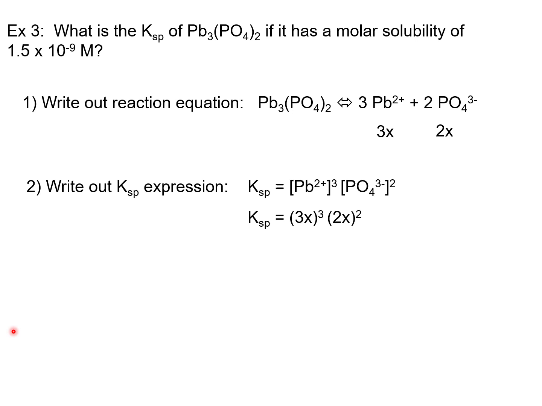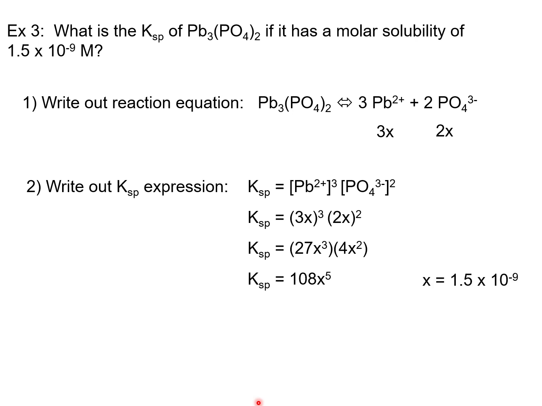We know what x is, but we're just saving it until the very end, so we don't have to work with that really small number in scientific notation too many times. So 3 cubed is 27, so when you go 3x quantity cubed, you end up with 27x cubed. 2x quantity squared is 4x squared. Then you multiply your 27 times your 4, and multiply the x cubed times the x squared. Remember, exponents are going to add. And you end up with 108 x to the fifth.